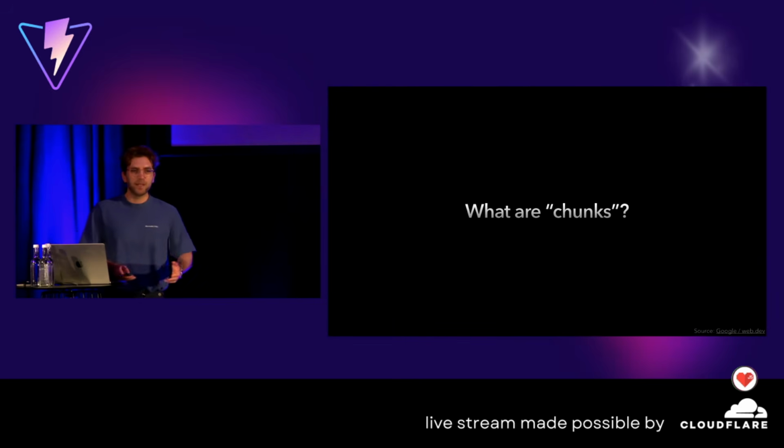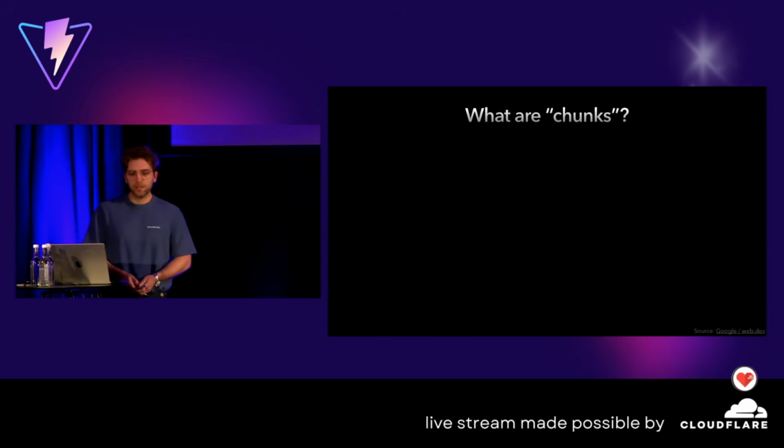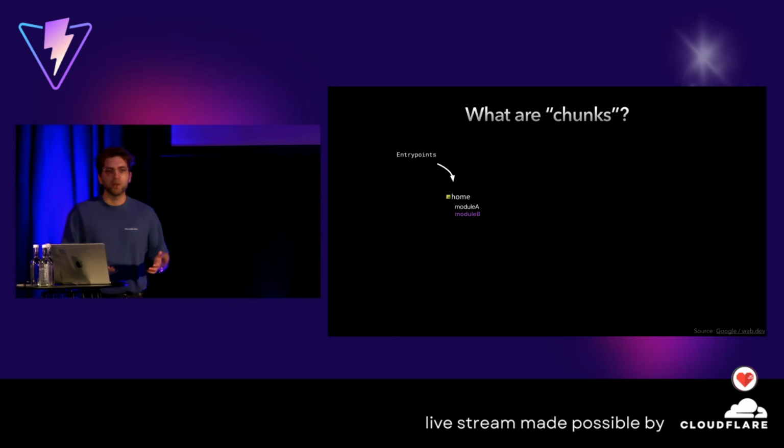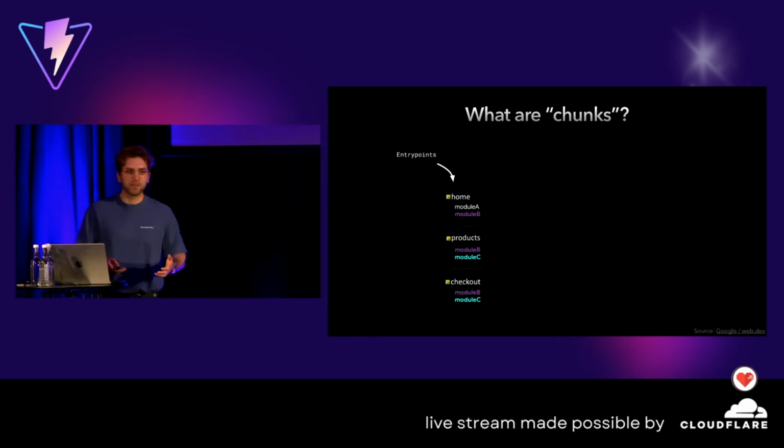Alex already talked about this, but what are chunks? For this, I prepared a small example. Everyone who writes a website probably has a homepage, right? And whenever you write your homepage, you might have JavaScript associated with it. That's what we call entry points. A homepage might have another module A and a module B, for example, data utilities or something else. And we might have more entry points. In this case, maybe we are an e-commerce shop, so we have products and we have a checkout.